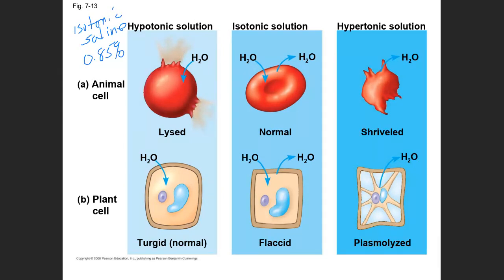If you use salt water or salt, it causes the plasma membrane to shrink and pull away from the cell wall. So the plant cells are not going to shrink that much because they have a cell wall, but the cell membrane pulls away from the cell wall, and we actually call that plasmolysis. That's why you see plasmolyzed. And so plasmolysis will kill a plant.